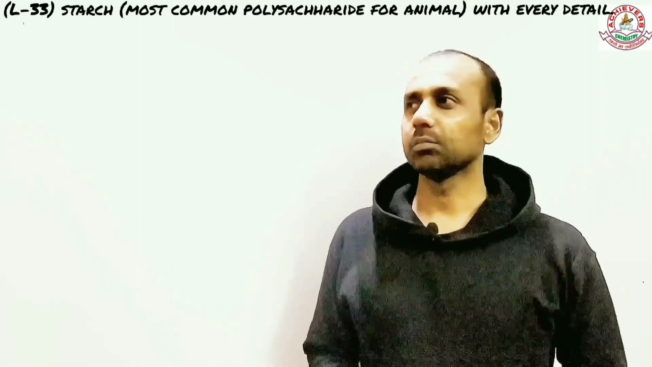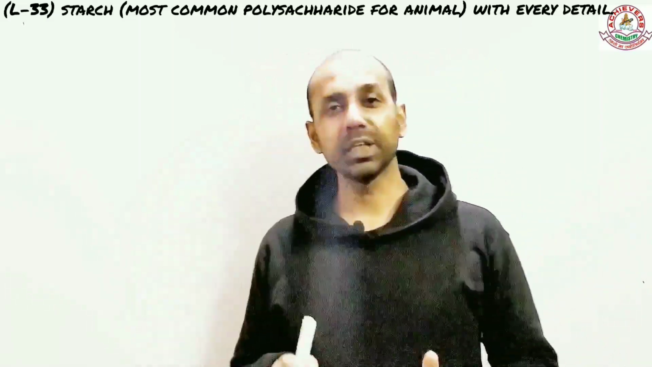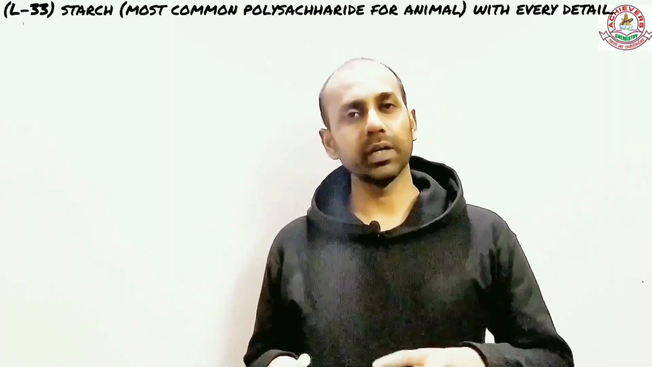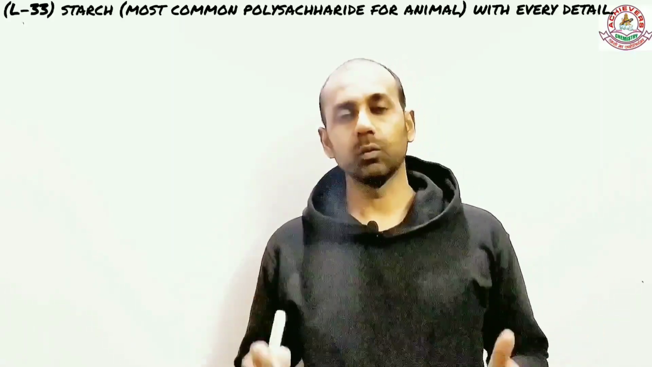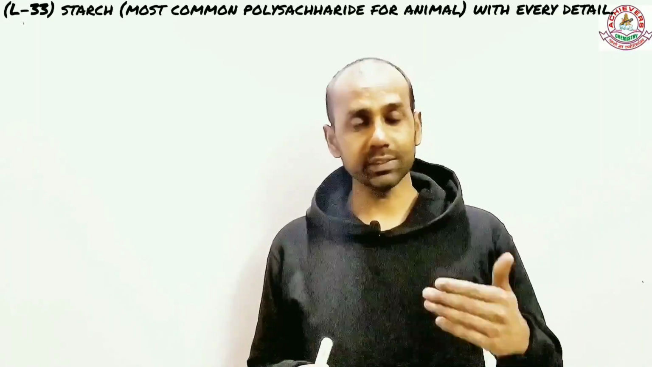Now about starch, what you already know is that it's a polysaccharide that is made up of alpha D glucose only, right? So it's a polysaccharide of alpha D glucose. How do you get to know that it's made up of alpha D glucose? It's very simple. You have to do the hydrolysis of starch, right? What is the starch here?